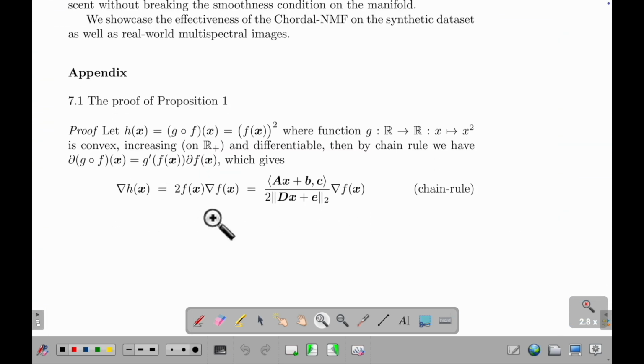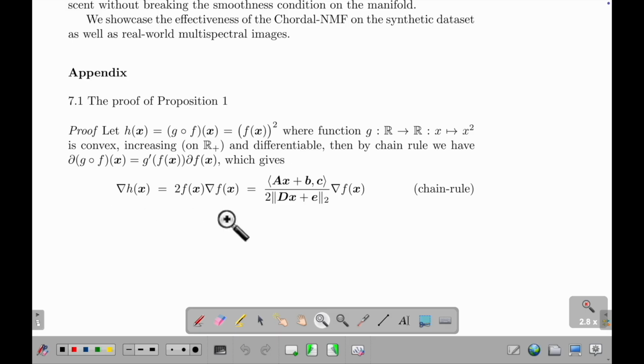Okay, so I have what? I have a funny function, h equals g composite f, where g is just x squared, and then f is f, okay? f is the crazy function. First thing you may ask, why am I doing this? Why am I doing this? The reason is because I know this.